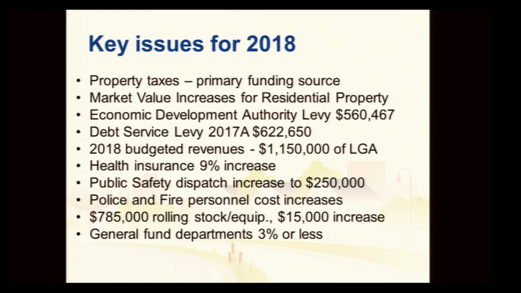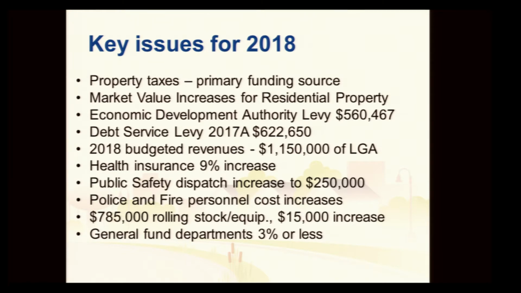Some of the key issues here in 2018: property taxes still remain our primary funding source, and also now market value increases, as Steve talked about, for residential property. They're pretty significant increases for 2018, and they're going to go up again for pay 19, according to the Hennepin County Assessor. Also included in our base levy is the Economic Development Authority levy of $560,000. That is something I wasn't aware of. I thought it was a separate levy, a special levy, and it is not. It is included in the general levy, and that's something that's affected the levy this year also.